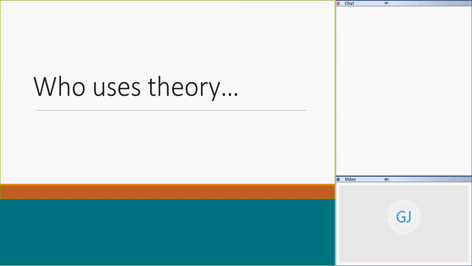A show of hands: who uses theory as a framework for your simulation program? If you want to raise your hand, use the raise hand button, which is up by your name under participants.